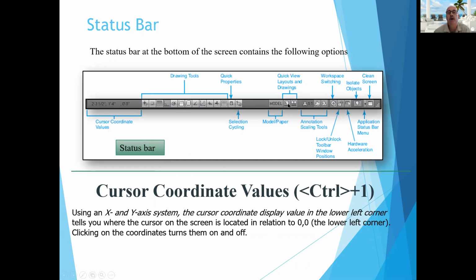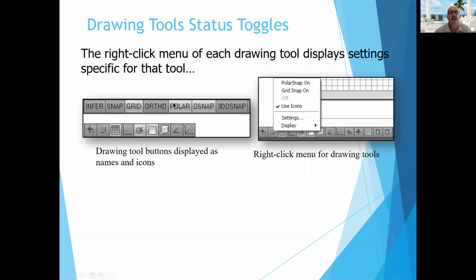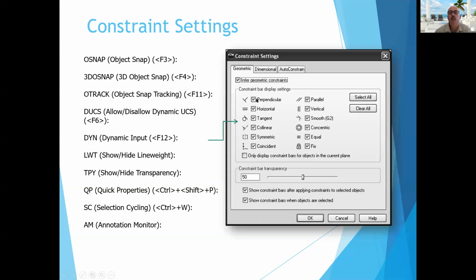Here's our status bar. We talked a little bit about our status bar. We'll get into that more as we do our drawings. And this is what they call object snaps. And so when we create the drawings, and I'll show a video of how to do that, we have videos on how to do the assignments. We'll use object snap, and I think our third one.